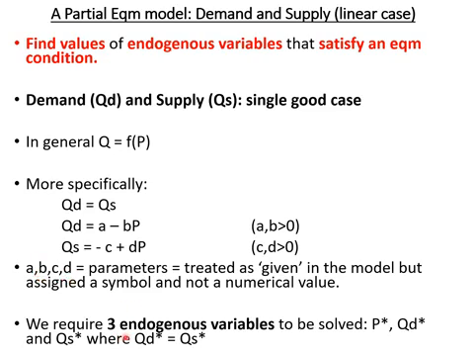We have three endogenous variables that we are wanting to solve for: equilibrium price, equilibrium quantity demanded, and equilibrium quantity supplied. And we know that in equilibrium, quantity demanded equals quantity supplied. Just to point out as well, we indicate the equilibrium of these variables using an asterisk.